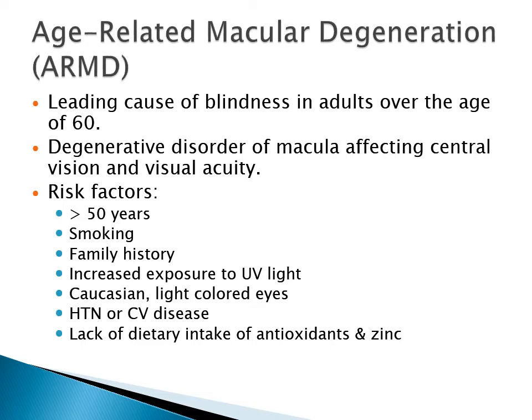Age-related macular degeneration is the leading cause of blindness in adults over the age of 60, and it does affect the macula of the eye, and that is the ability to filter light. So it does end up affecting central vision and visual acuity. The risk factors are listed, and you can take a look at those.